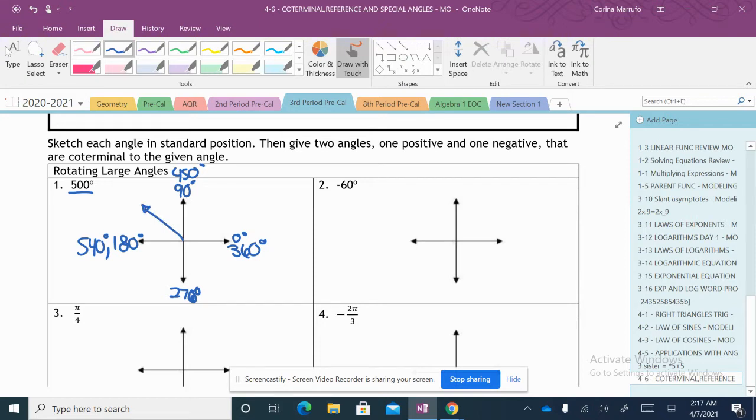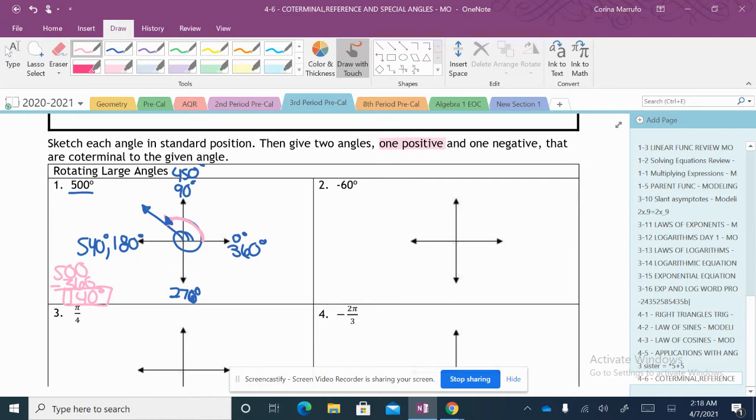Okay, so when we draw our angle, it's going to start here, come all the way around once, and then go back this way. Here we're giving two angles, one positive and one negative. The positive angle would be just this little section here. If we took away that full rotation, so 500 minus 360, that gives me 140 degrees.